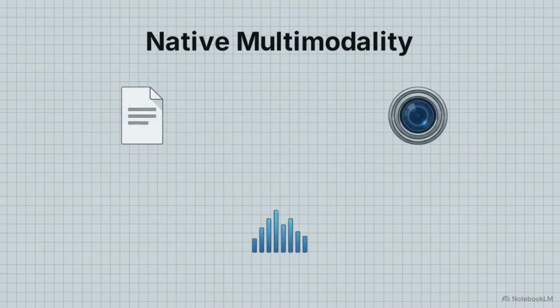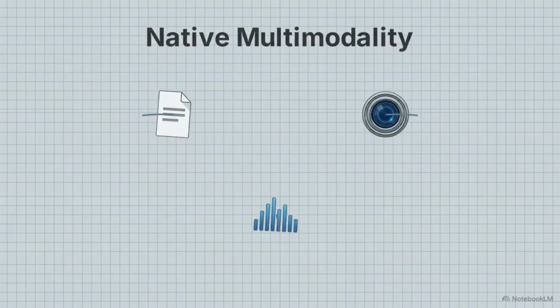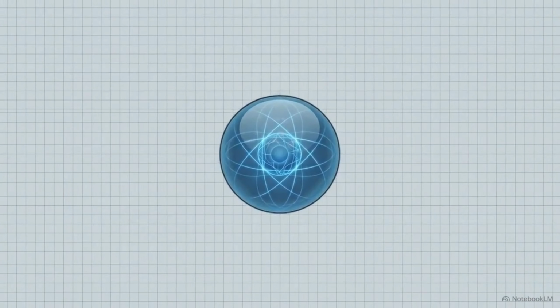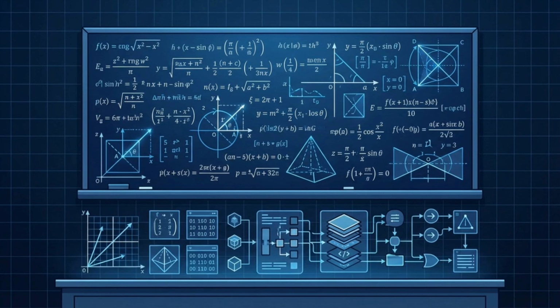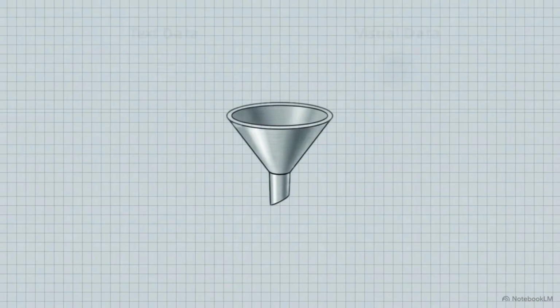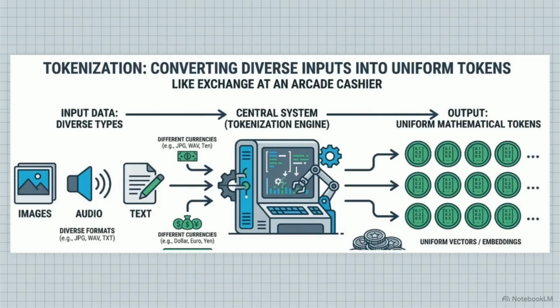bottleneck. Native multimodality is powered by large multimodal models, or LMMs. These architectures can ingest text, images, and audio simultaneously in a single cognitive breath. At a mathematical level, this is achieved through tokenization. A token is the basic unit of data that a neural network digests, regardless of whether that data started as a word or a pixel. Diverse inputs, images, audio, and text, feed into a central tokenization engine, exchanging different currencies into uniform brass tokens.